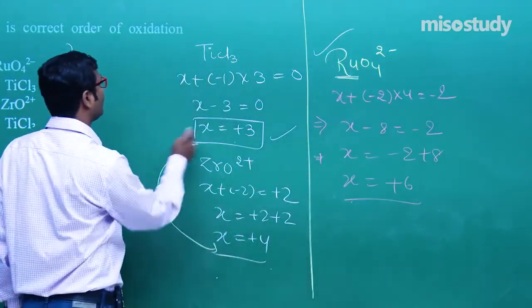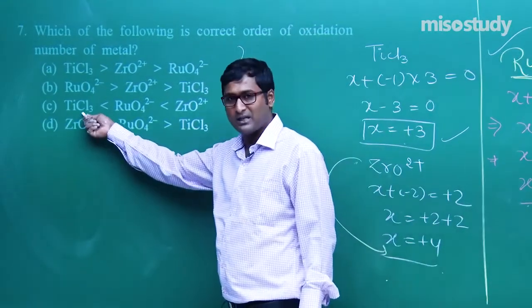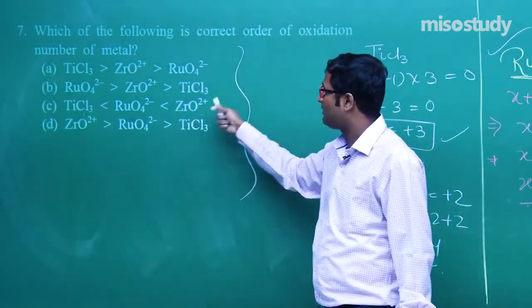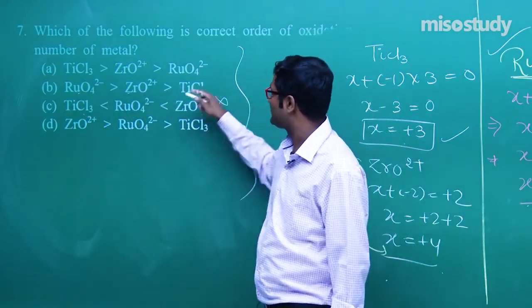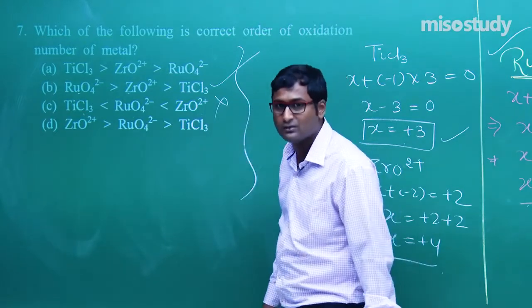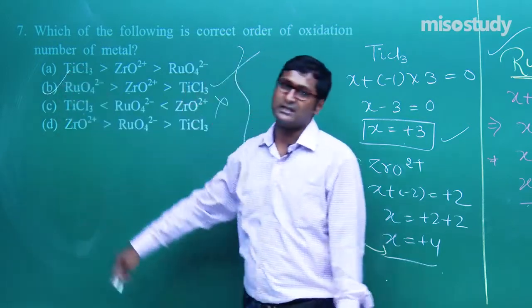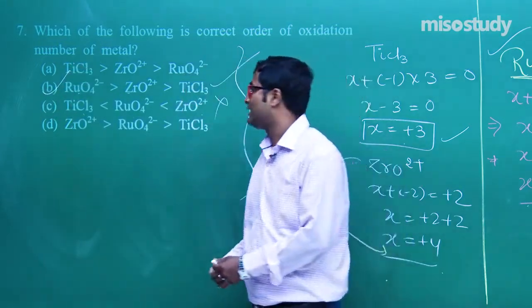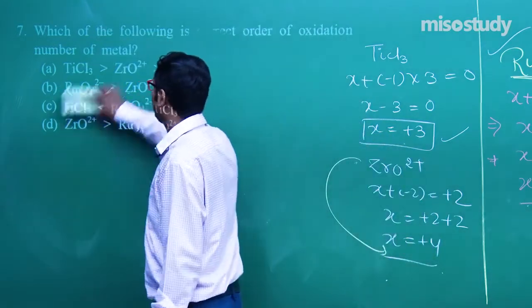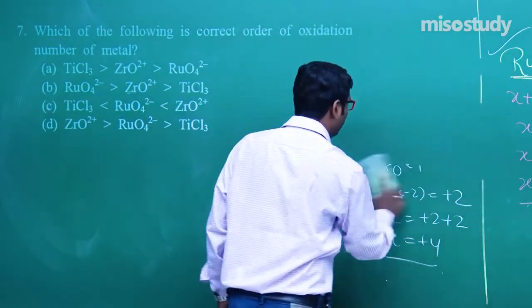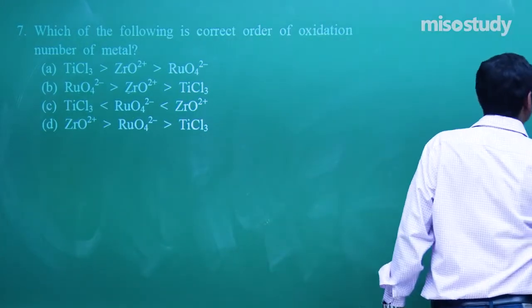Now find out the correct order. TiCl3 is +3, and then here +6. This is not a correct option. Now check out this one: +3, +4, +6. This is the correct option. So for this question, what is the correct option? Tell me. B is the correct option. Clear? Now I'm going to rub this part and we'll discuss the next question. Wait for a moment, give me a few seconds so that we can easily solve such questions.